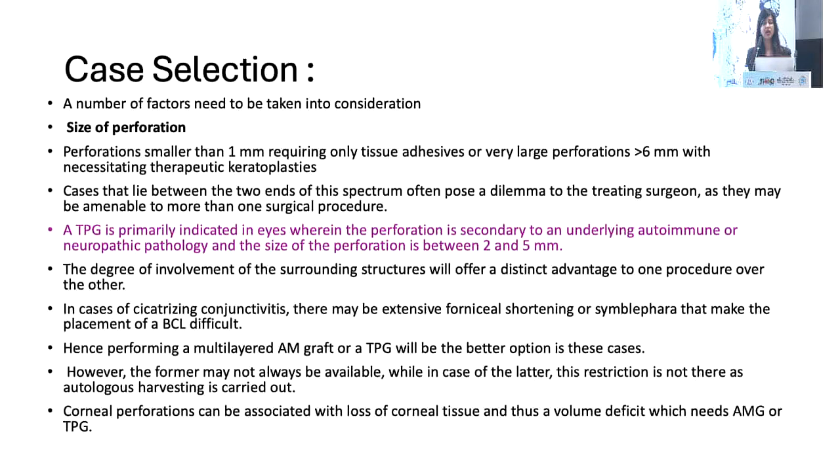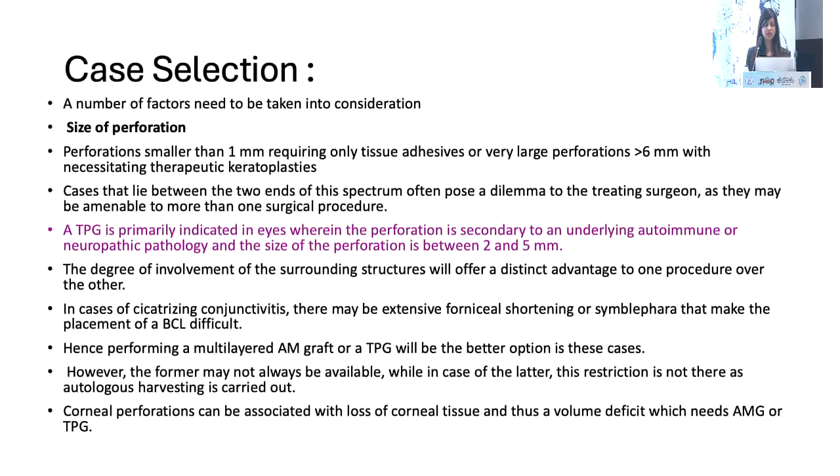Now, how do you decide your case? Obviously, if the perforation is smaller, around 2 millimeters or less, a glue BCL works the best. And if it's more than 6 millimeters, then there's no role for any of these, either the amniotic membrane or the Tenon's. So now the dilemma is when it's between 2 to 5 millimeters. That's where the dilemma is: do we use an amniotic membrane? Do you use a multi-layered AMG or a Tenon's graft?